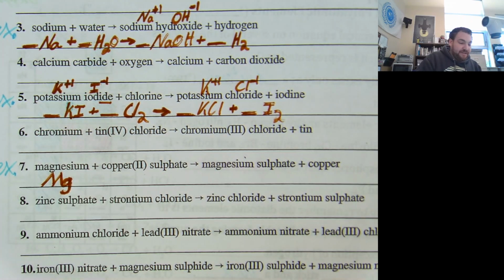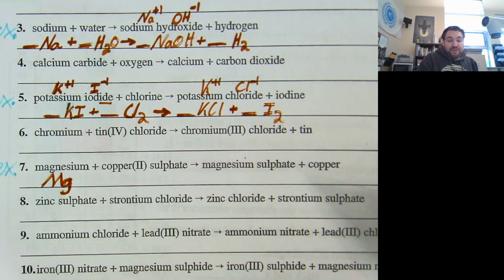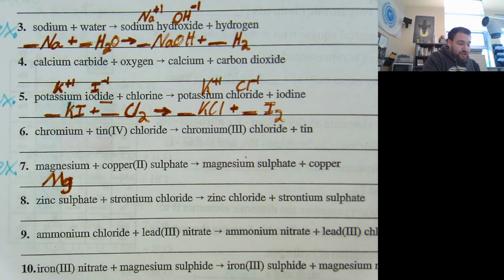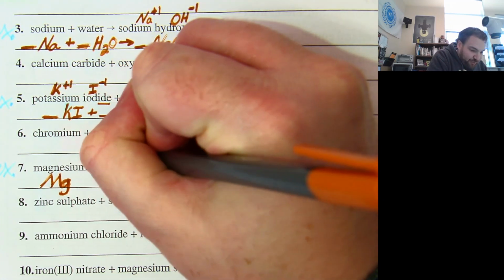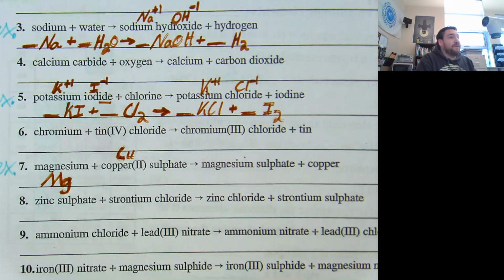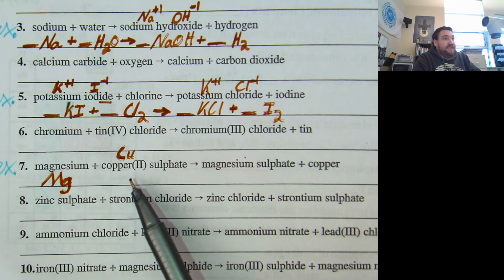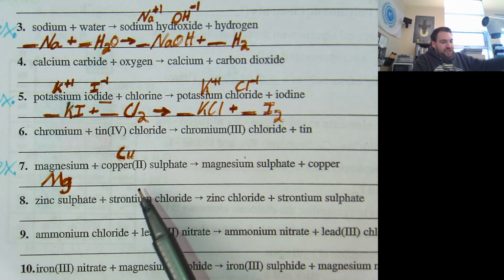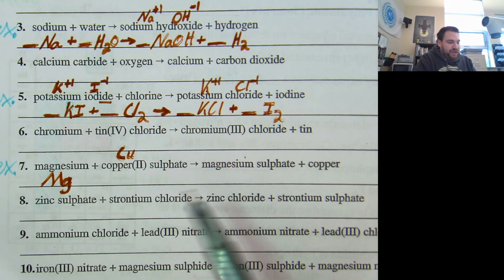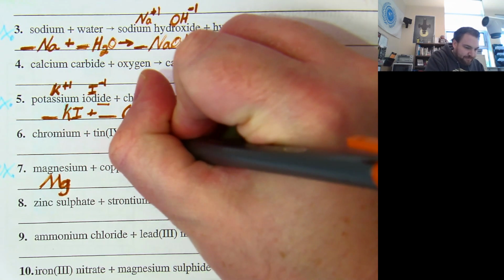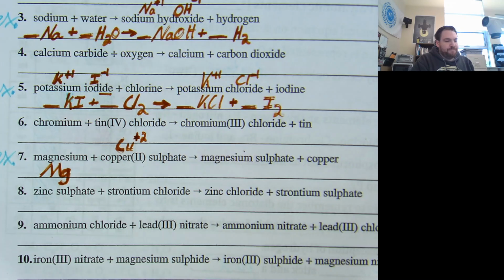Copper 2 sulfate. The Roman numeral tells you what the charge is. So this is going to be copper. Copper is Cu. And the formula writing is nice, because if they give you the Roman numeral in the name, you don't even need to go look up the charge. That Roman numeral is the charge on the copper. So I've got plus 2 here, because it's Roman numeral 2.